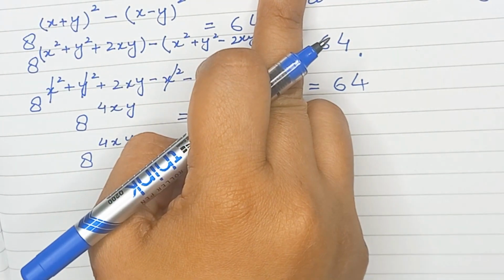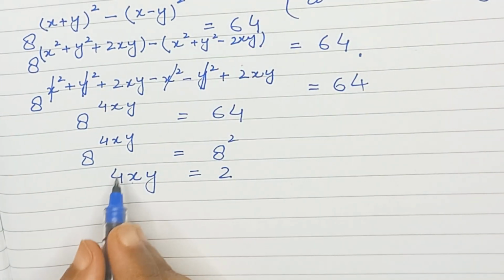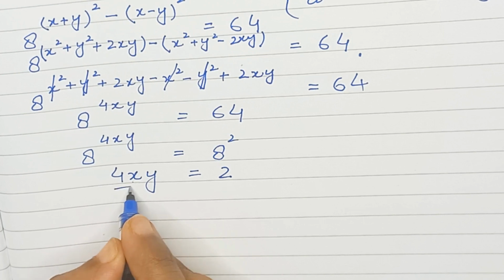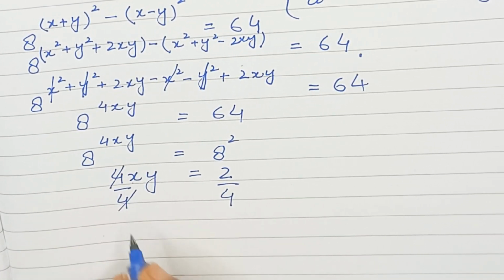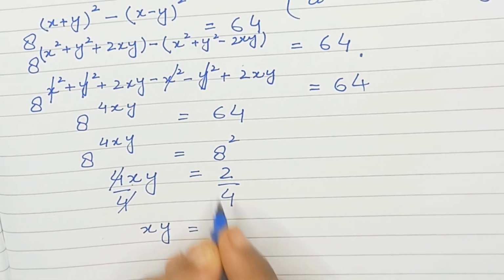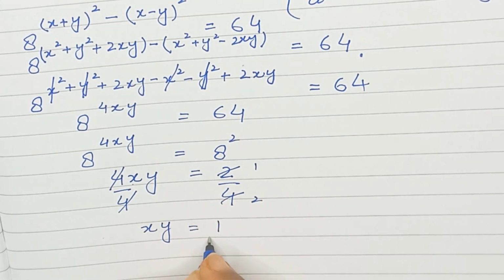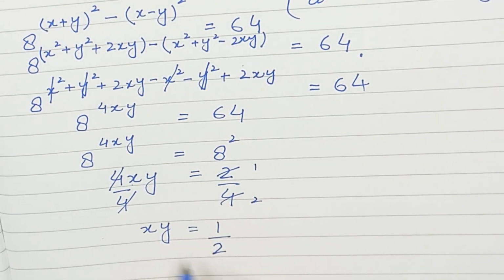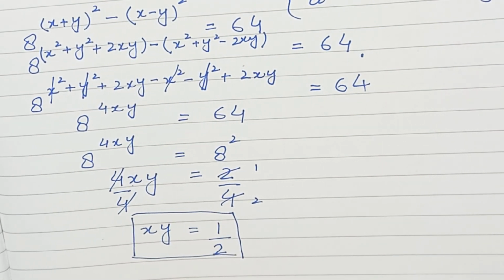And we have to find the value of xy, so we will remove 4 from here, so we will divide both sides by 4. So 4 and 4 will be cancelled out, and it will become xy, which is equal to 2 divided by 4. So it will become xy is equal to 1 divided by 2.